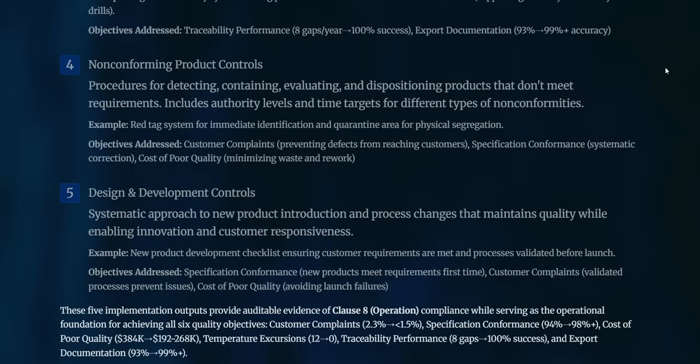These five implementation outputs provide auditable evidence of Class 8 operations compliance while serving as the operational foundation for achieving all six quality objectives, namely customer complaints, specifications conformance, cost of poor quality, temperature excursion, traceability performance, and export documentation accuracy.